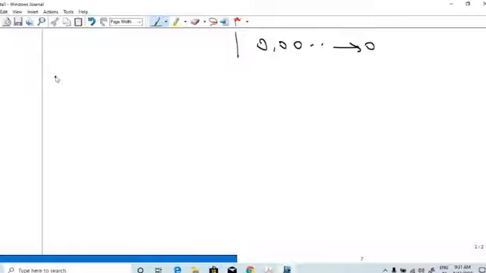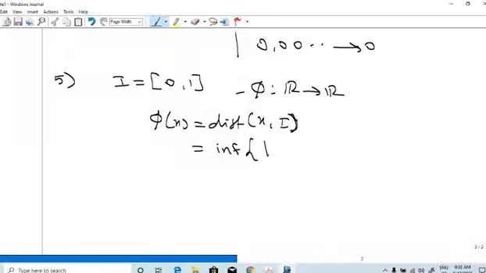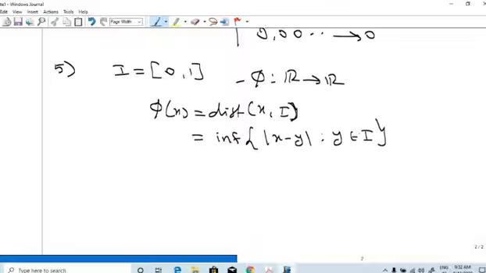Now, fifth problem. They say take I equal to the closed interval [0, 1]. Again, phi is a function from R to R, defined by phi of x equal to the distance of x from the interval I. So this is nothing but the infimum, by the definition, of modulus of, because we have the real case, you can write the usual metric, |x minus y|, such that y in I. Okay. So now draw the graph for this one.